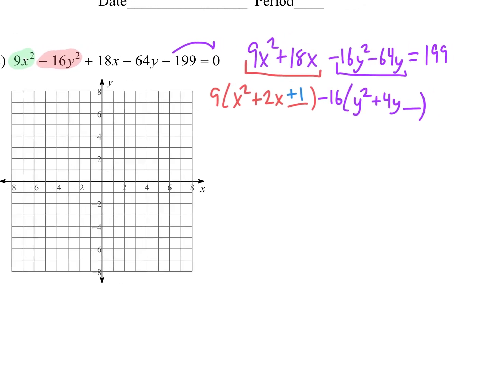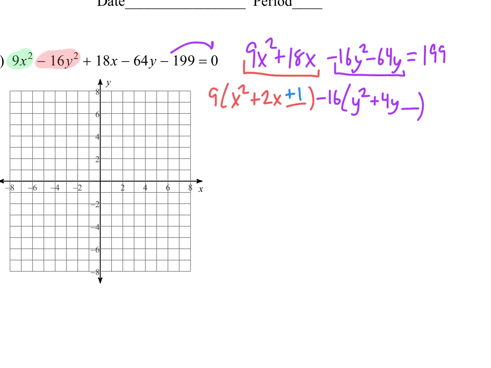Okay, and let's move this a little bit. And we're going to complete the square based on the plus 4. All right, so half of that is 2. 2 squared is 4. Okay, now we still have the 199 sitting here. We do need to balance out what we just added.